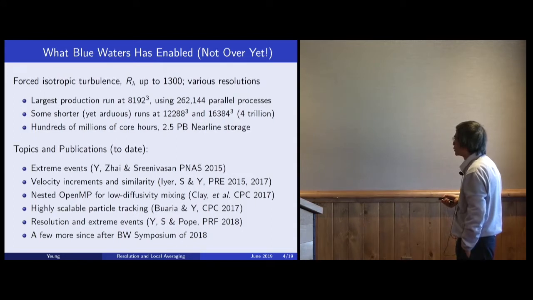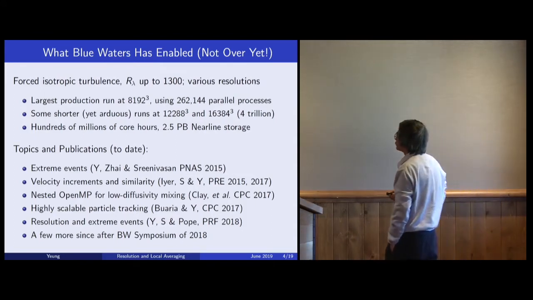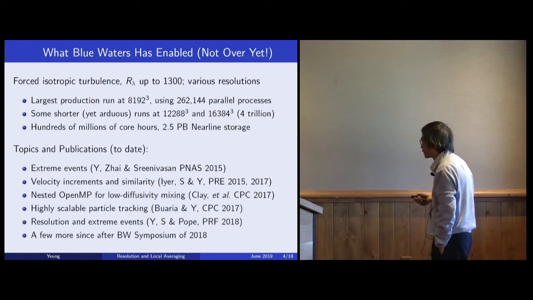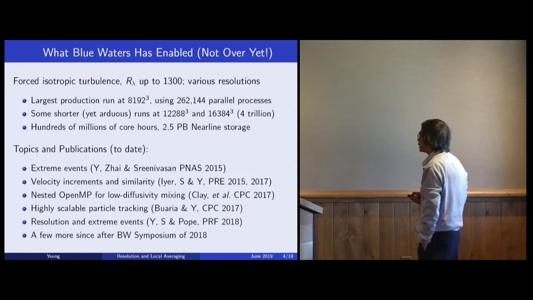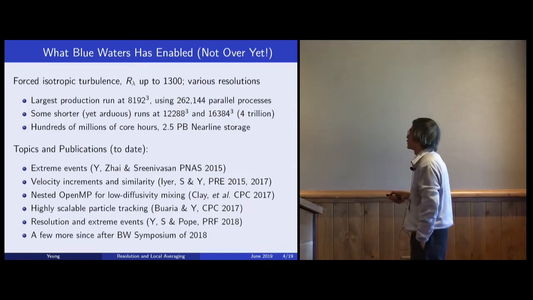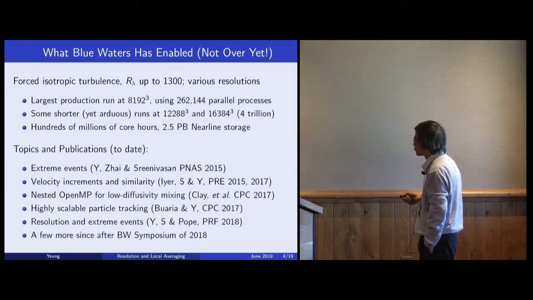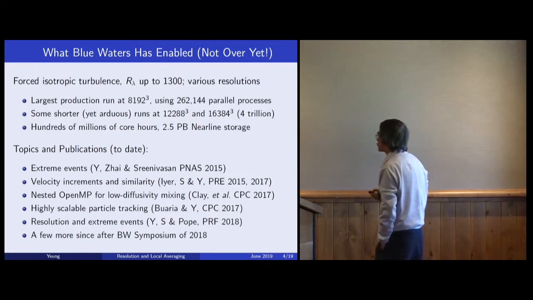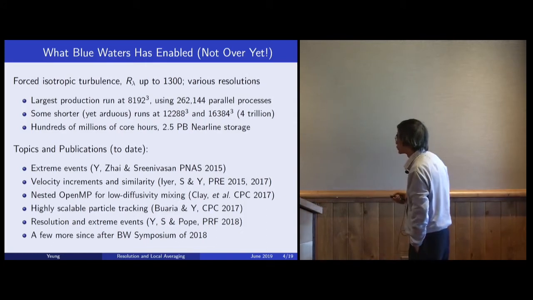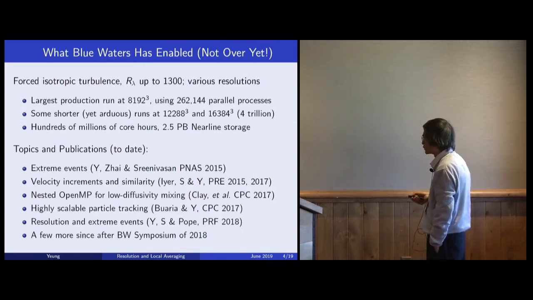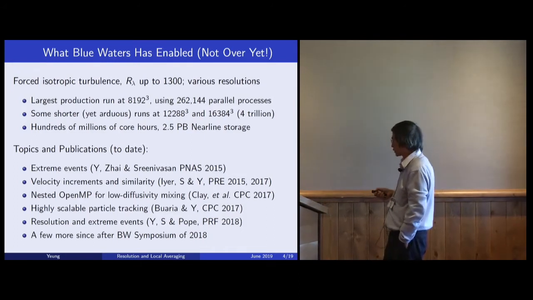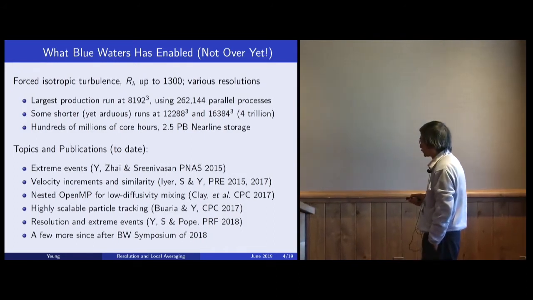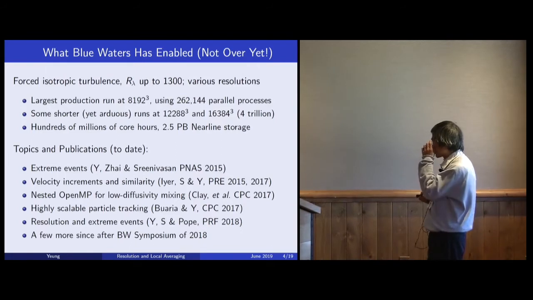We use 256K parallel processors. In fact, the same number of nodes, the same number of cores on the Blue Waters machine. We also took advantage of some special opportunities to perform some simulations at 12K cubed and 16K cubed. The last one has a resolution of 4 trillion grid points. And of course, this consumes hundreds of millions of core hours, and also we have 2.5 petabytes of near-online storage accumulated, and we try to see what we can do with that for the purpose of some future investigations.